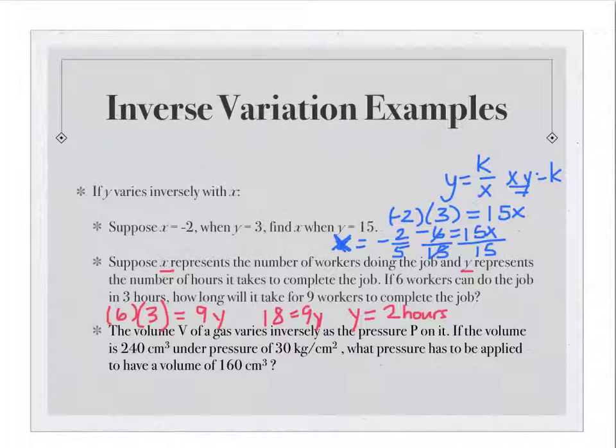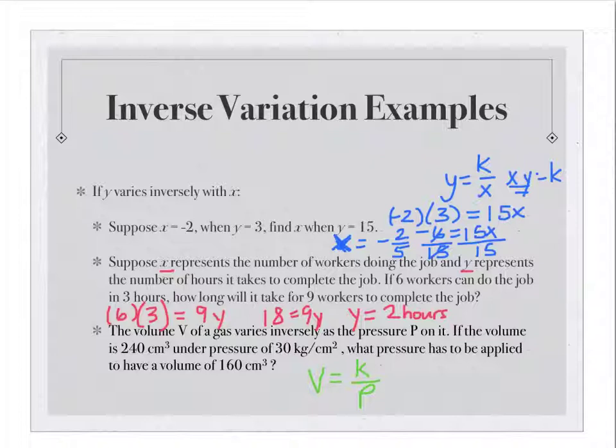Okay, the volume V of a gas varies inversely as the pressure on it. This time we are going to go ahead and write an equation for this. Volume varies inversely with the pressure. If the volume is 240 under a pressure of 30 kilograms per centimeter squared, what pressure has to be applied to have a volume of 160 centimeters cubed?